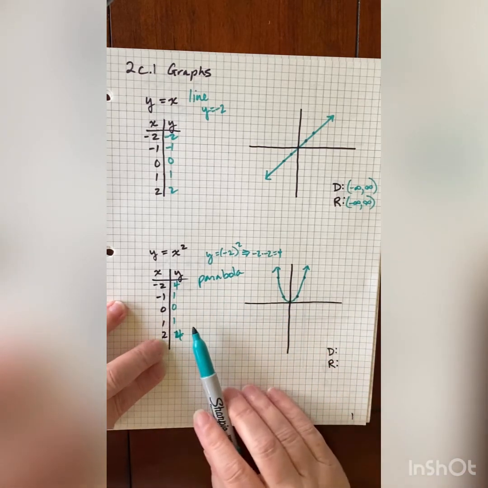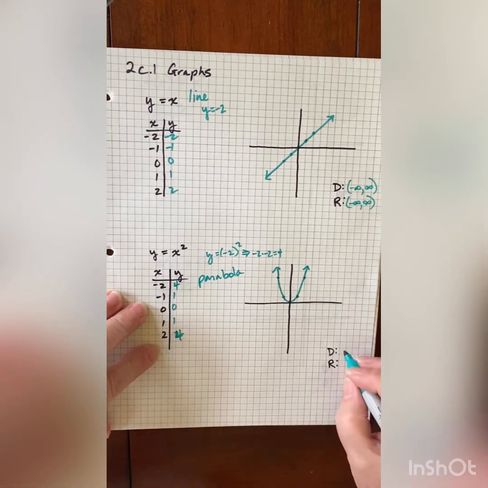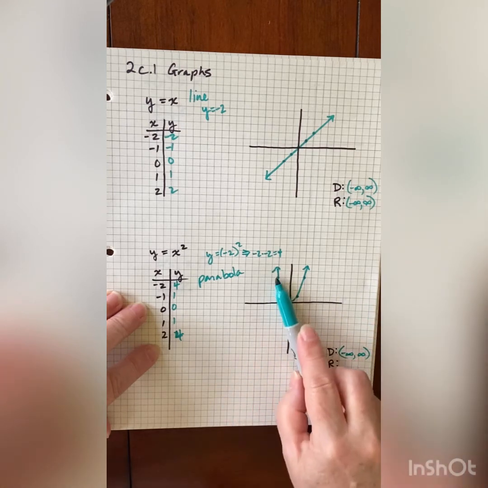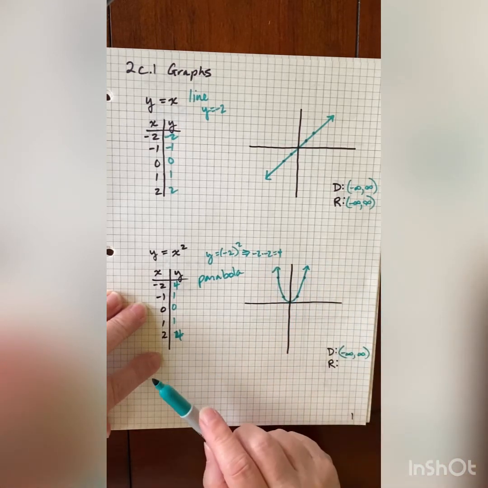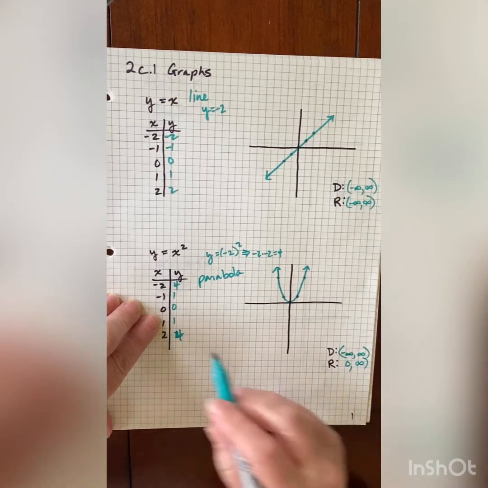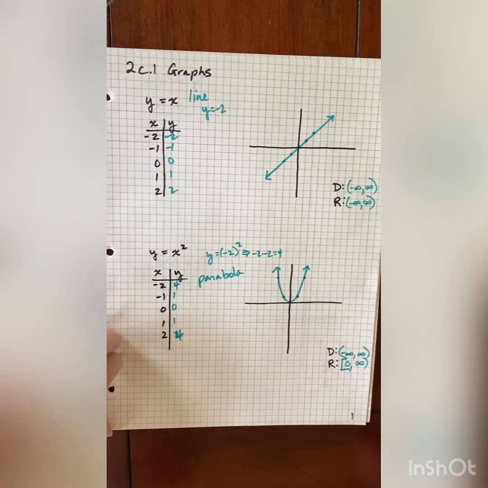Now my domain here, I can put any real number I want in for x. So it's going to go from -infinity to +infinity, because I have those arrows on there. And for my range, as I'm scanning from the bottom up, I don't run into it until 0. So 0, and it goes on and on to infinity. And it actually includes 0. If you notice over here, that is actually on my xy table.